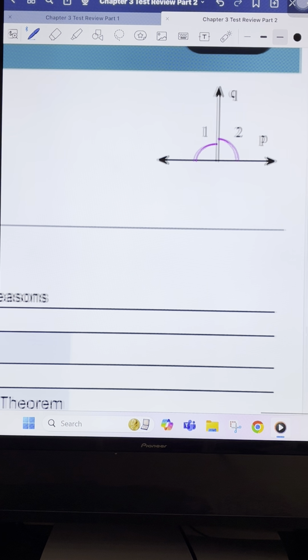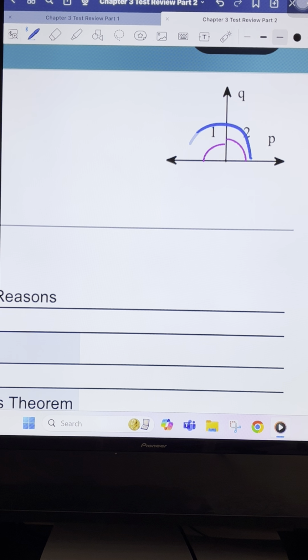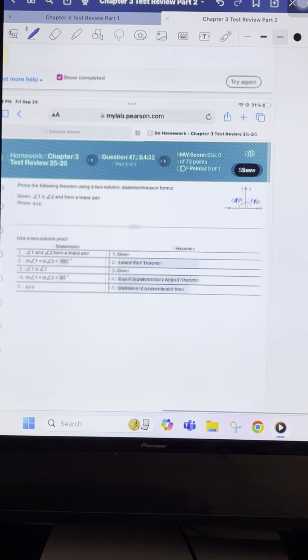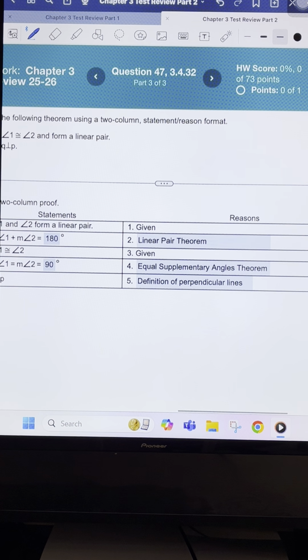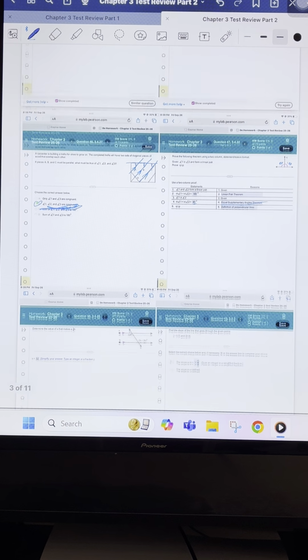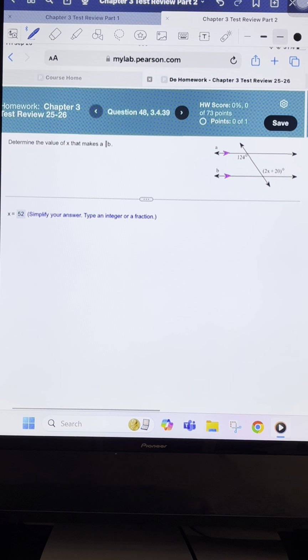Now, if 1 and 2 are congruent, what does each of these angles have to be then? If two angles form a linear pair and they are congruent, then each one must be 90. And we know that because of the equal supplementary angles theorem. So the 90 and the equal supplementary angles theorem. You can look that up in your notes. There's a slide there in your notes with equal supplementary angles. Okay.